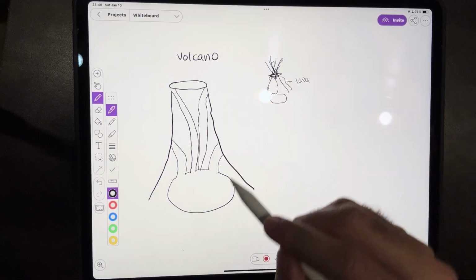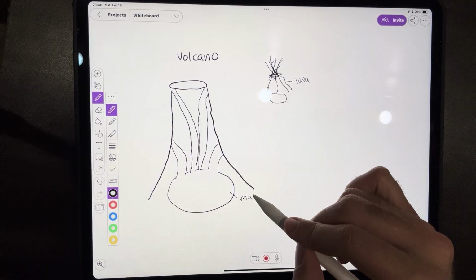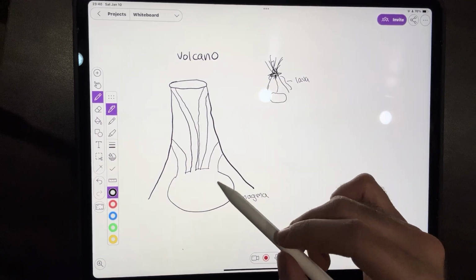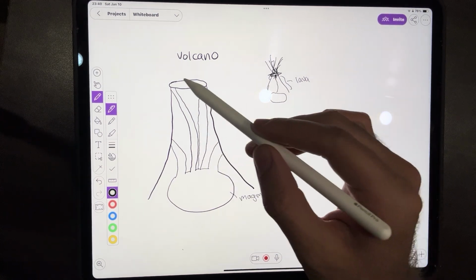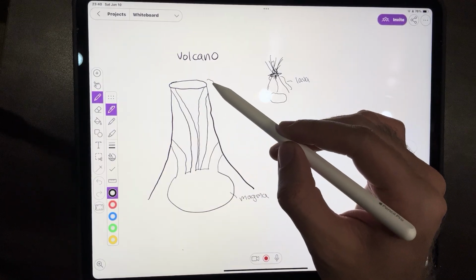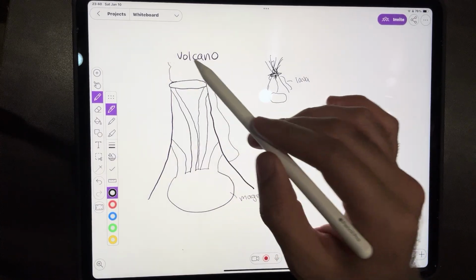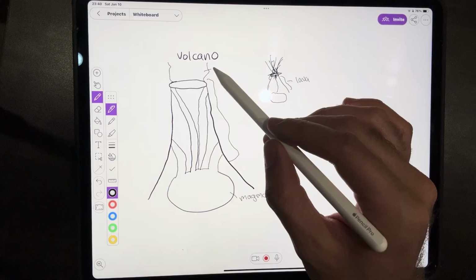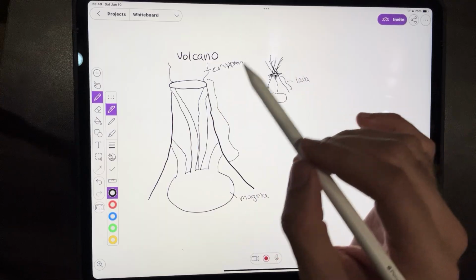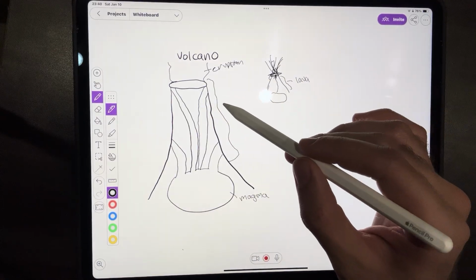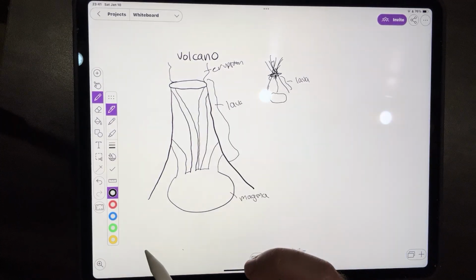Now, the magma is usually stored underneath the mountain until an eruption happens and there is an eruption column that produces a lot of ash, smoke, pyroclastic materials, and that eruption comes out as lava.